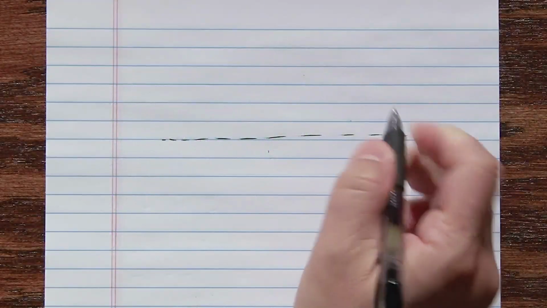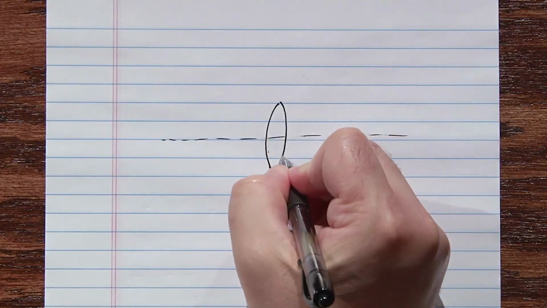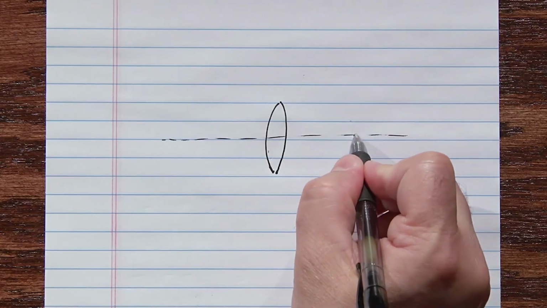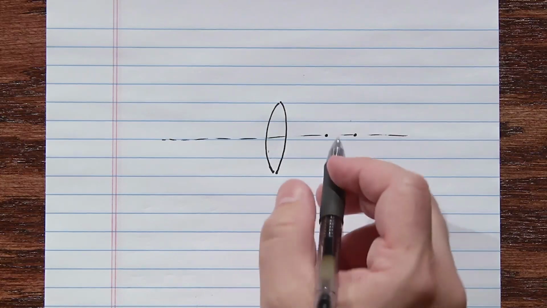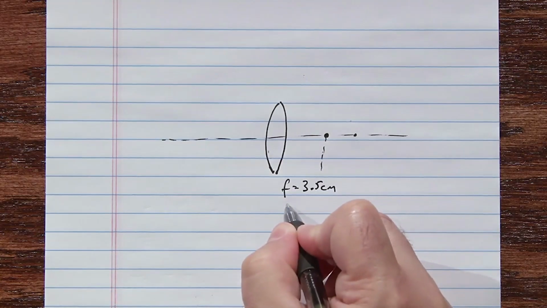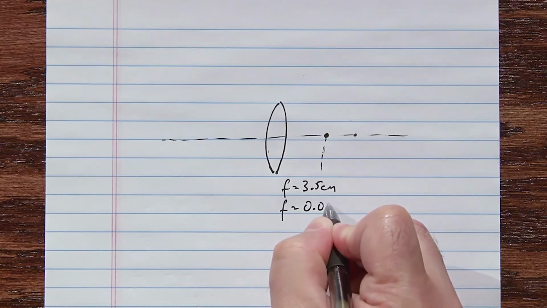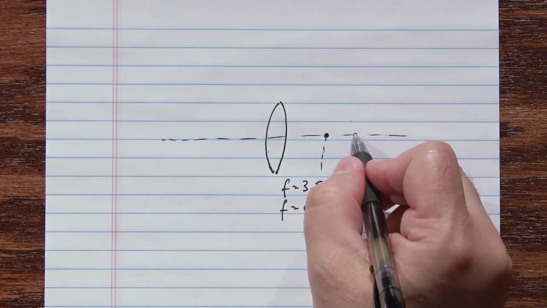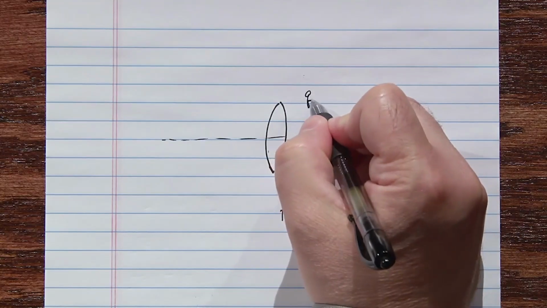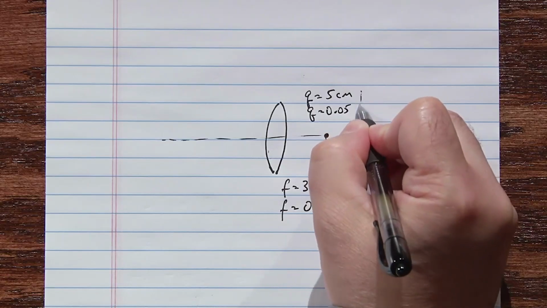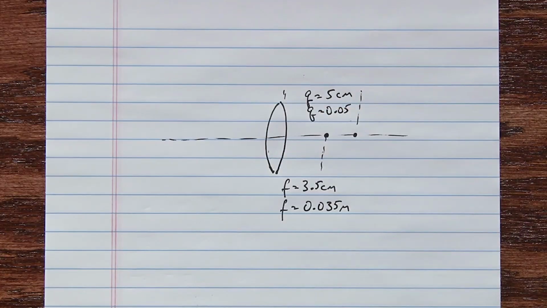Okay, here is our axis and our converging lens. It's a converging lens, so it's thicker in the middle than on the sides. The object is over here somewhere. The image is on this side. The focal length, f, is equal to 3.5 centimeters, or f is equal to 0.035 meters. We're told that the image is 5 centimeters from the lens, so q is equal to 5 centimeters, or q is equal to 0.05. So that is our image distance. The object distance is unknown, and that's what we're looking for.